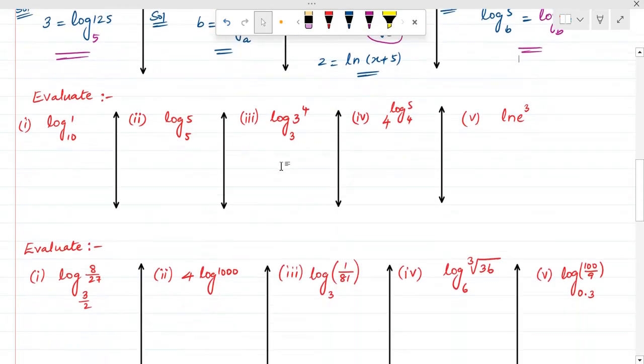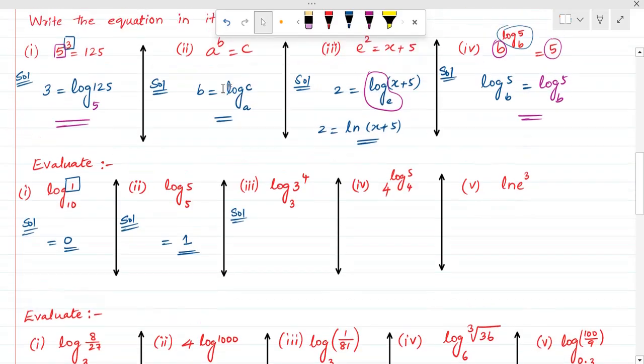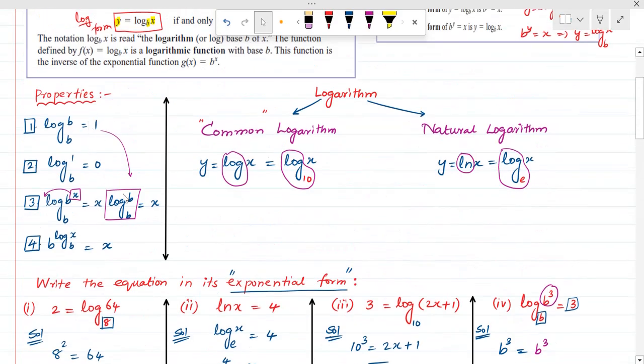Here you have to evaluate this logarithm using the property. What is log 1? The log 1 value is equal to 0. So whatever be the base, I don't bother about the base. Once you get a equal 1, the value is 0 as per the property. When you have the same x and the base, the value is equal to 1. Log 5 base 5 is equal to 1, as per the property we studied before.